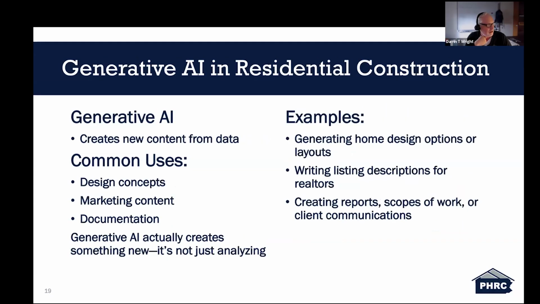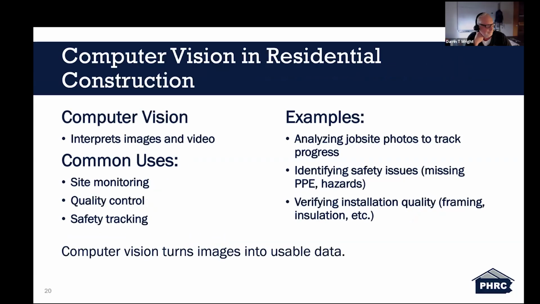So generative AI in residential construction creates new content from data. Common uses are design concepts, marketing content, and documentation. I might use generative AI when I put a webinar together, when I want to create diagrams or visual aids. This is a more formal type of AI that's used for home design options and layouts. So if you subscribe to one of the software or AI platforms that helps with the design side of things, generative AI is generally where that's going to come from.